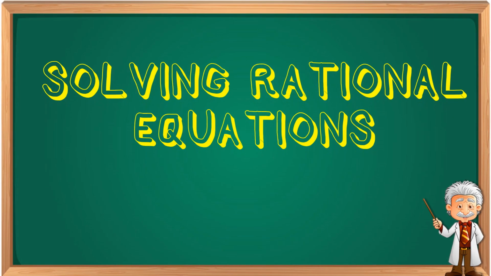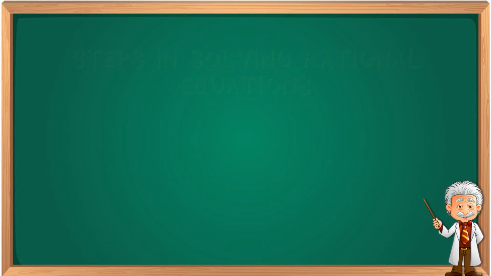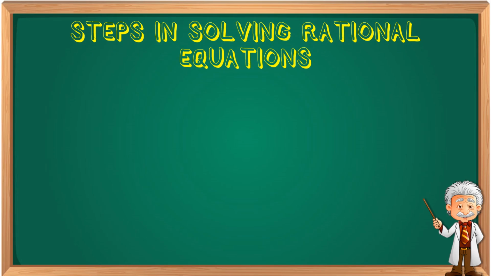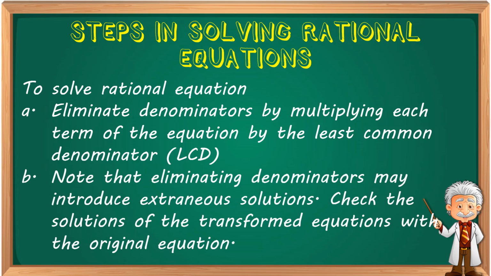Now let's discuss solving rational equations. In order for us to solve rational equations, we have to take into consideration the following steps. Letter A, eliminate denominators by multiplying each term of the equation by the least common denominator, or the LCD. Letter B, note that eliminating denominators may introduce extraneous solutions. Check the solutions of the transformed equation with the original equation.